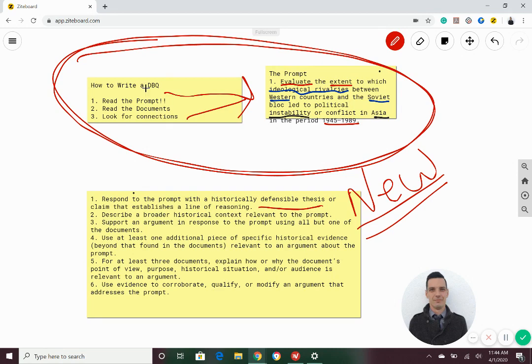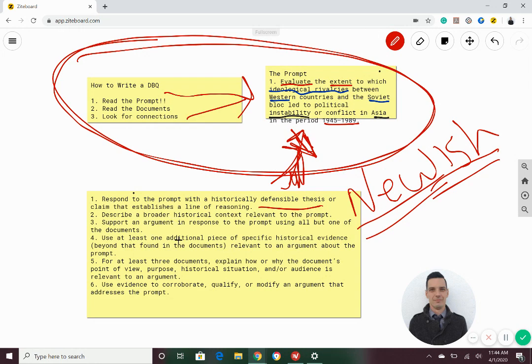So in this case, let's look at our prompt up here. Evaluate the extent to which ideological rivalries between the Western countries and the Soviet bloc led to political instability or conflict in Asia in the period 1945-1989, or the Cold War. So what you're going to do is create an argument that is new about this. What about the Cold War and Asia can you say based on your documents? That is your goal. You want to write something that is newish about this.